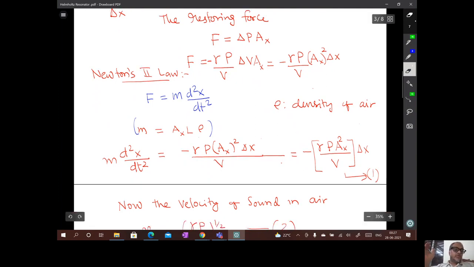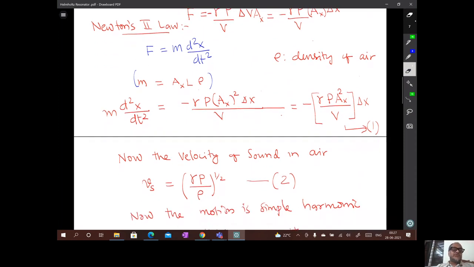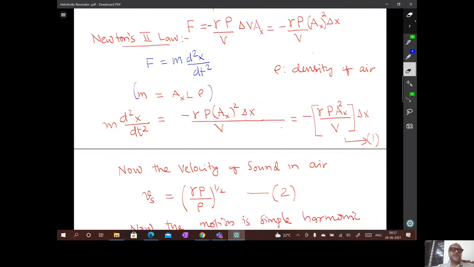Now Newton's second law. What is Newton's second law? F is equal to m d square x by dt square. So m into d square x by dt square equals, so this force model which we have constructed is now equated to the fundamental definition of the second law, m d square x by dt square, which is equal to minus gamma P AX square delta x by V. Now you can take this delta x outside and keep minus of something.